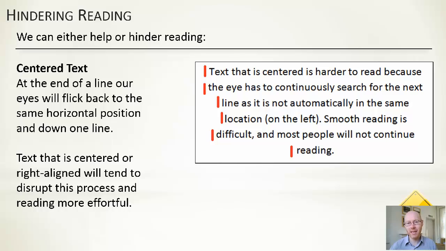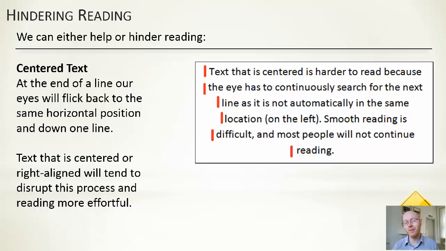When we get to the end, we jump back to the beginning and move down a little bit. It's a learned ability. That's how we learn to read. Now, if we have fully left or right justified text, depending which way we're reading, that process will work beautifully. If we have centered text, it actually disrupts the process ever so slightly.